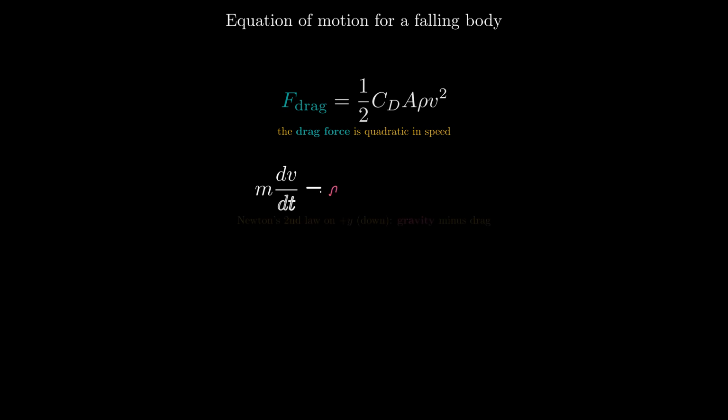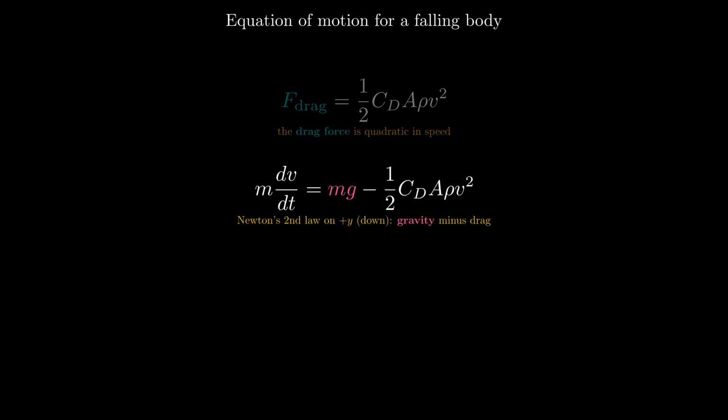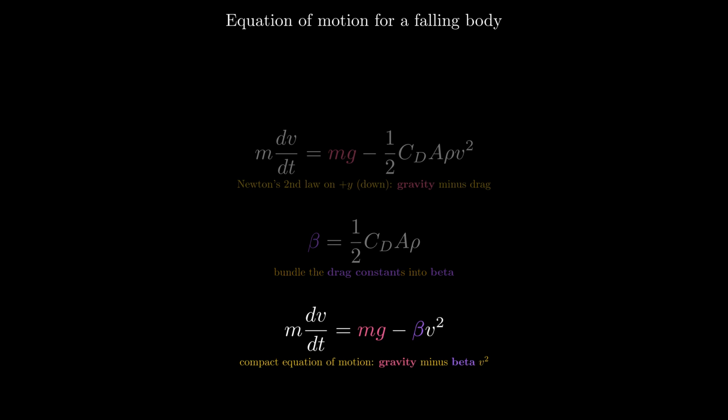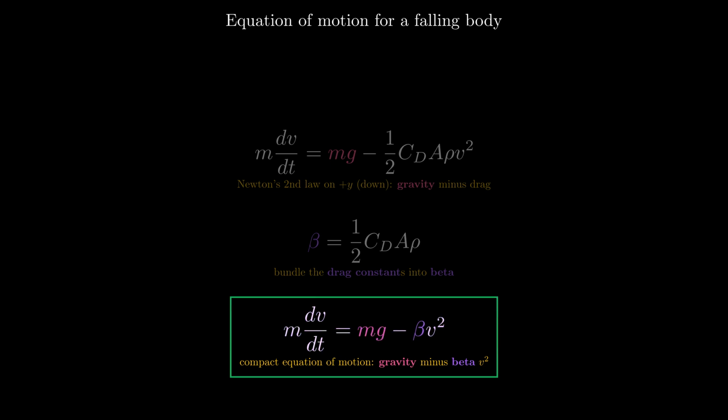Now apply Newton's second law along the downward axis. Mass times acceleration equals the net force, so m times dv/dt equals mg minus 1/2 times C_d times the area A times ρ times v squared. To keep things clean, bundle all the drag constants into one symbol. Let beta equal 1/2 times C_d times the area A times ρ. Newton's second law then becomes m dv/dt equals mg minus beta times v squared.